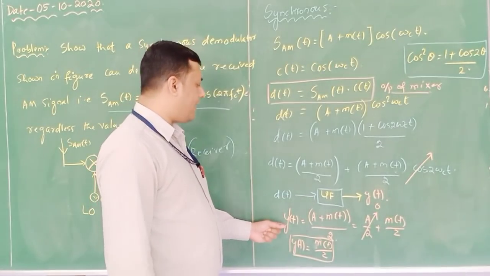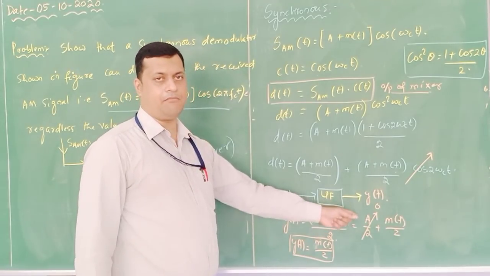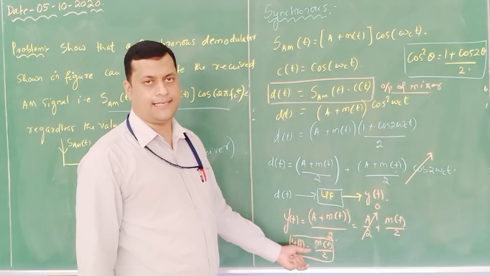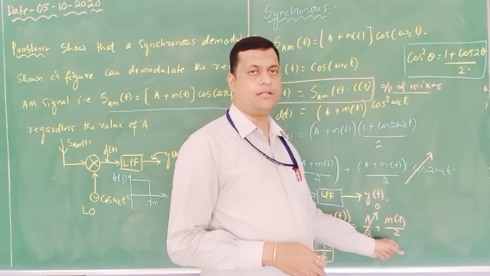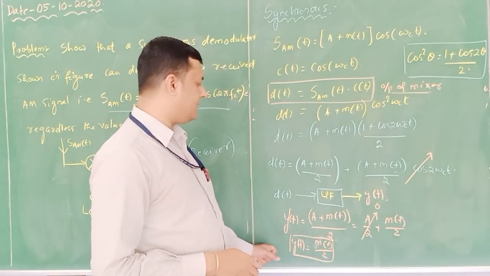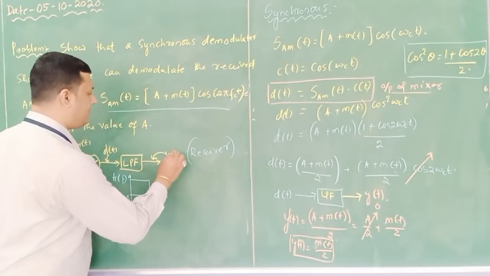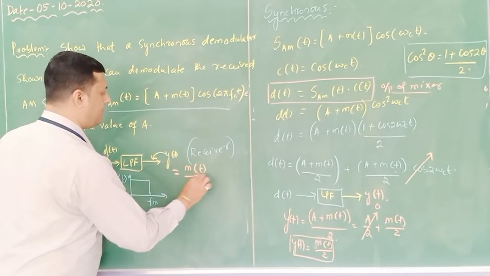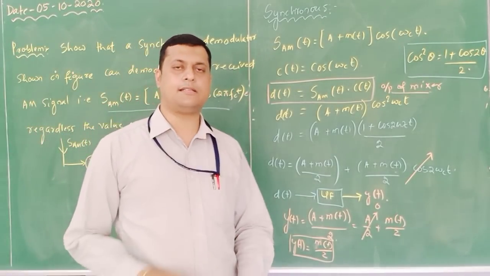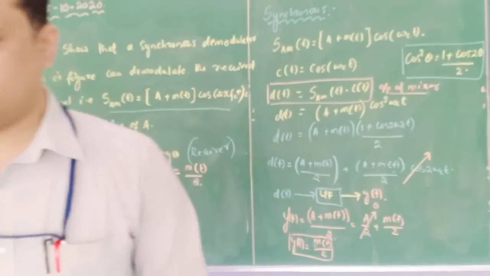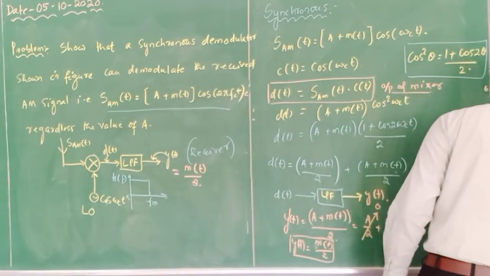Now here I have written y dash of t. Y dash of t will consist of A plus m of t by 2, in which A by 2 is a DC component which is suppressed, and only the message signal m of t by 2 is going to be achieved. So the output of this detector will be m of t by 2. So here I can write y of t is m of t by 2. So this is my answer. This is a small derivation for the synchronous detector as per the given question. Now next, one more question we will discuss.